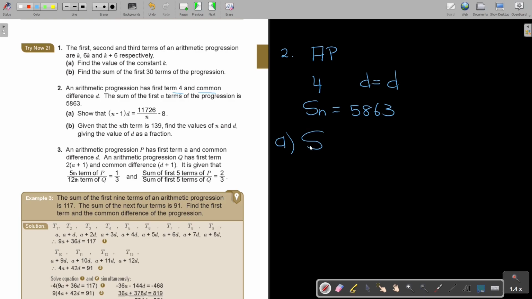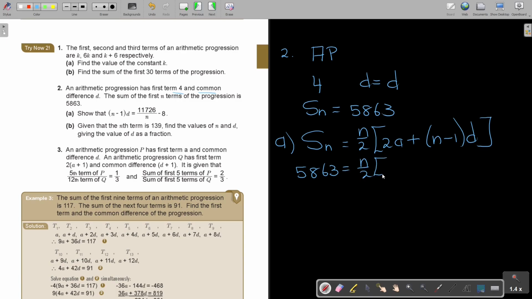So let me first write down the formula. So it's n over 2, 2a plus bracket n minus 1 d, or d n minus 1. So I have 5863 equals n over 2, and then I have a, don't forget you have a. So 2, and I have 4, plus I'm just going to put the d in front. Okay, I'm doing a little bit long.